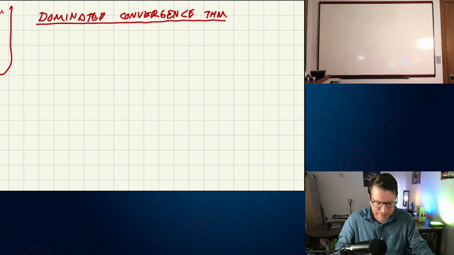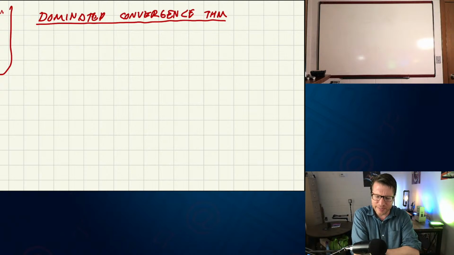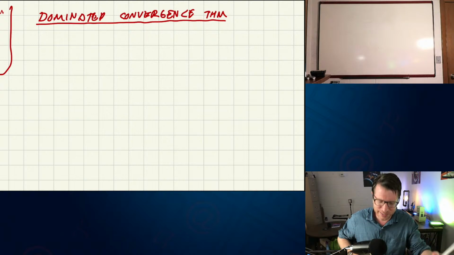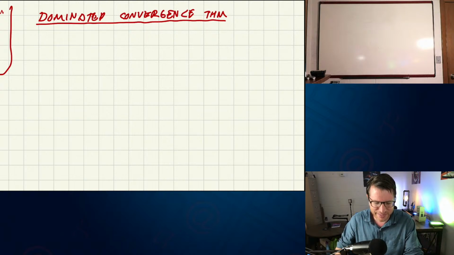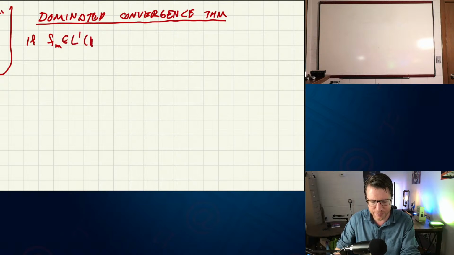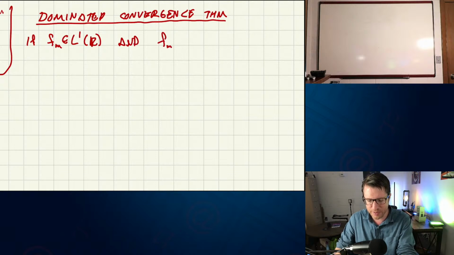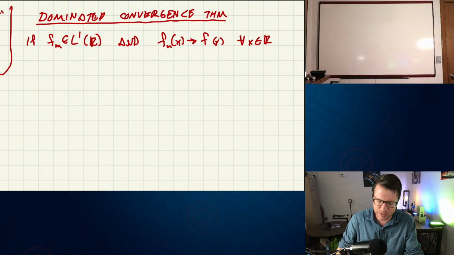So it's a lot more complicated, and I'm by no means going to prove this on this stream, but essentially this is what we're going to end up having. So what we have is that if f_m is inside of, say, L1 of R, and f_m of x converges to f of x for all x in R, so we get pointwise convergence.